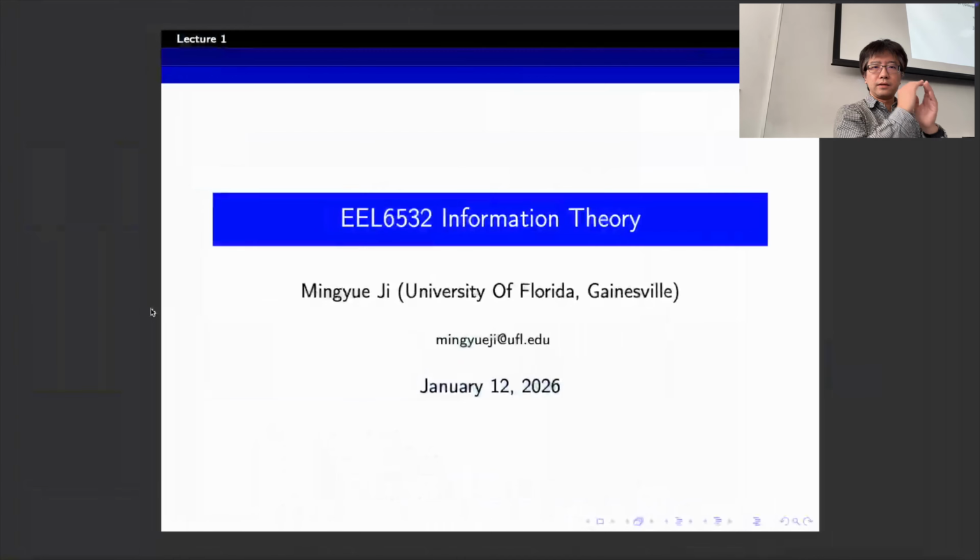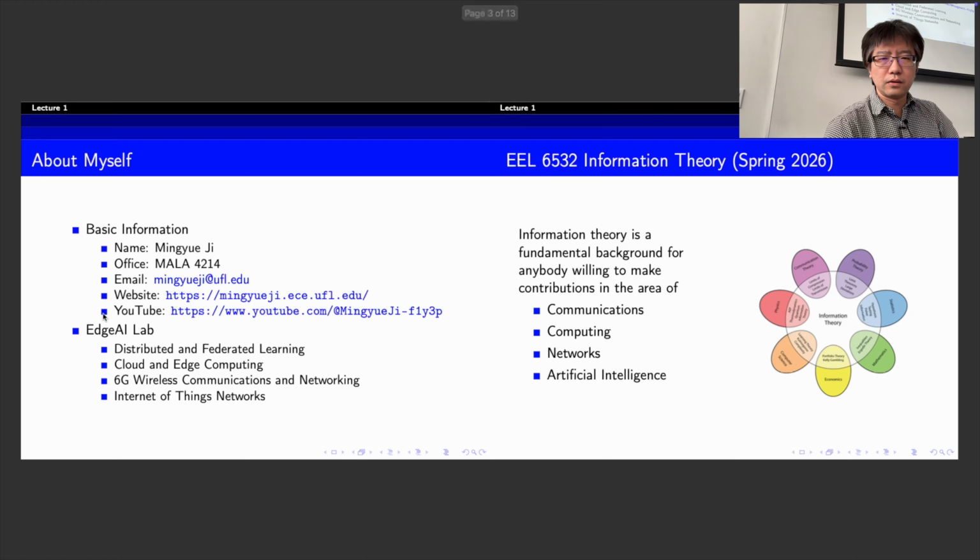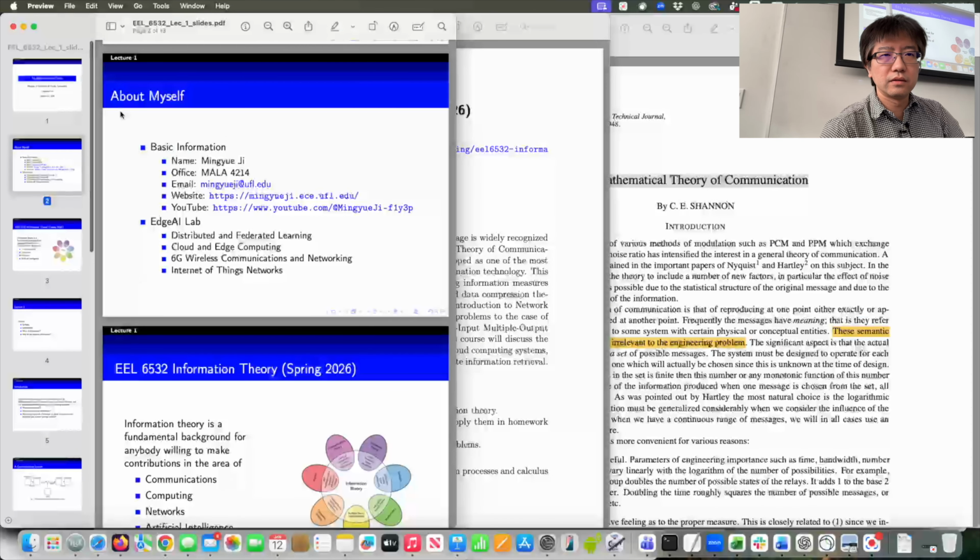Okay, let's get started. So hopefully you're in the right class. So this is EEL6532, information theory. Okay, so yeah. Oh, why? Yeah, why are there two pages?